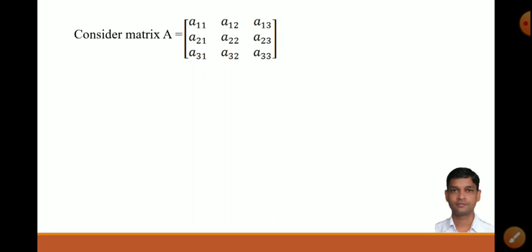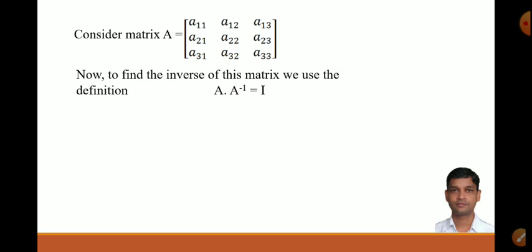Now, consider a matrix A. This is a 3 by 3 matrix. We have written it with its position-wise elements. A11, A12. A11 means first row, first element. A12, first row, second element. A13, first row, third element. Okay. Like that. Now, to find the inverse of a matrix, we use the definition.